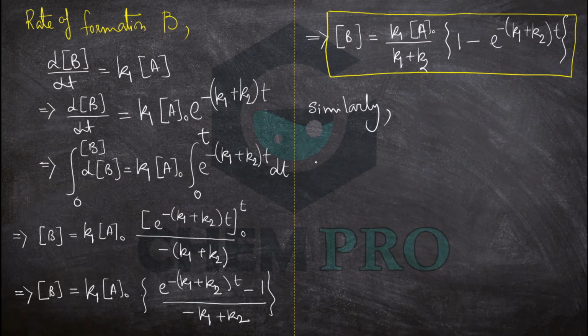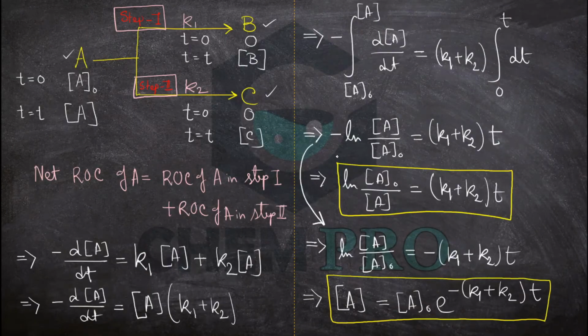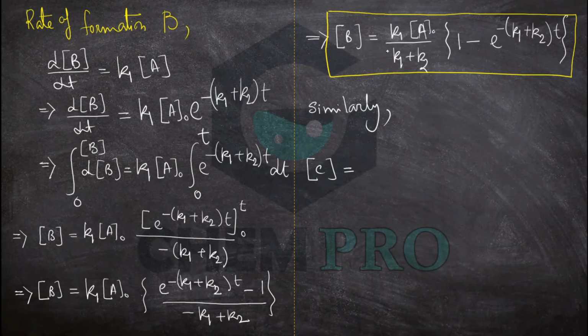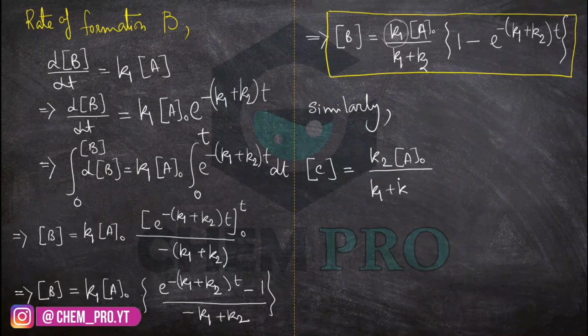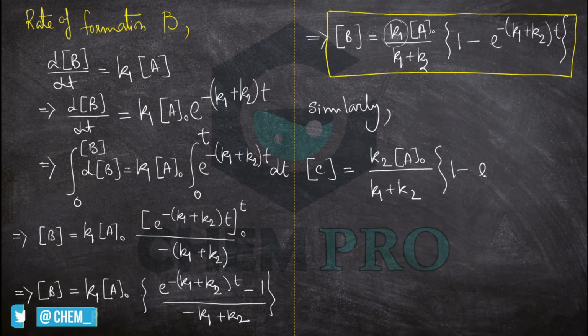Similarly, for the A to C reaction, the rate constant is K2. So in this formula we just have to change K1 to K2. The formula will be the concentration of C equals K2 into A0 by (K1 plus K2) into (1 minus e to the power minus (K1 plus K2) t).